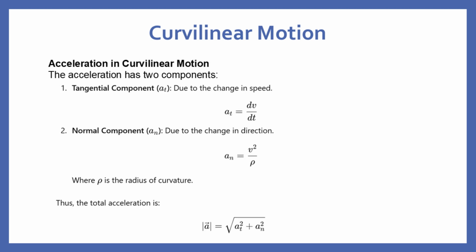In curvilinear motion, acceleration becomes a complex interplay of two distinct components that reveal the intricate nature of particle movement. The first component is tangential acceleration, which changes the speed of the particle along its path. The second is normal, or radial, acceleration, which alters the particle's direction without changing its speed. Think of a roller coaster rounding a bend. The tangential acceleration might increase or decrease the coaster's speed, while the normal acceleration causes it to change direction.